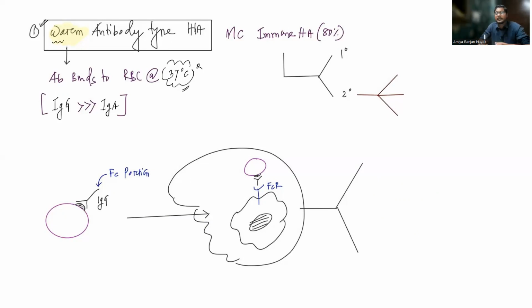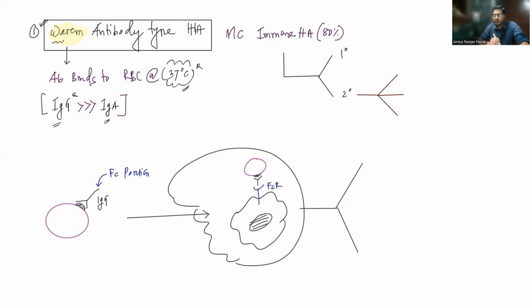That's why IgM antibodies are responsible for cold type hemolytic anemia, and IgG antibodies are responsible for warm type hemolytic anemia. There is one exception that we'll discuss later, but just remember that IgG antibodies are responsible for warm type autoimmune hemolytic anemia. So IgG antibodies are important. Very rarely, it can be IgA also.